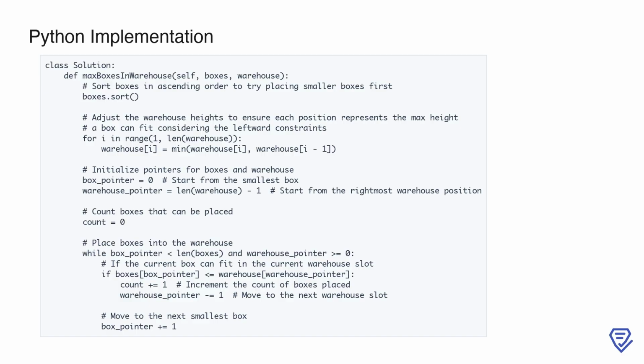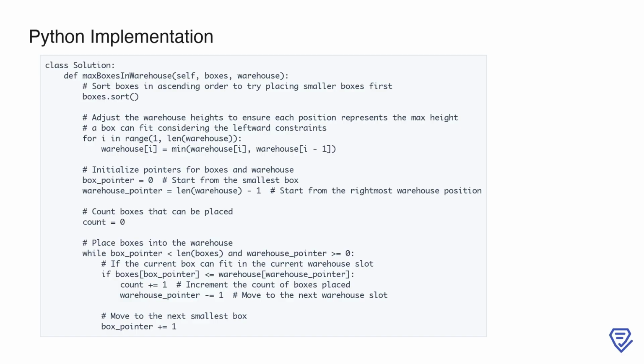After this pre-processing, we initialize two pointers, box_pointer, starting at the smallest box, and warehouse_pointer, starting at the rightmost position in the warehouse. We also initialize a count variable to keep track of how many boxes have been successfully placed. With these variables set up, we move into the while loop, which continues as long as there are boxes to place and available positions in the warehouse. Inside the loop, we check if the current box can fit into the current warehouse slot. If it can, we increment the count of placed boxes and move the warehouse pointer to the next slot on the left.